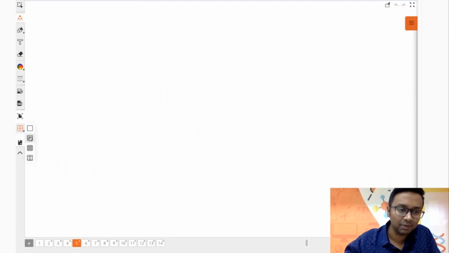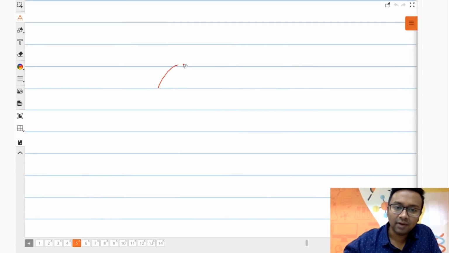However, there could be another possibility that could actually take place. Let's just have a look at that possibility, wherein I could have this as my first wave.